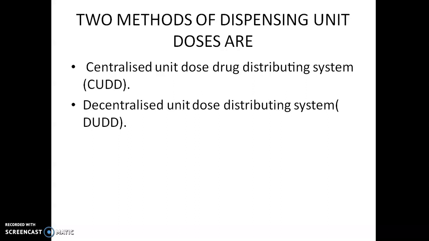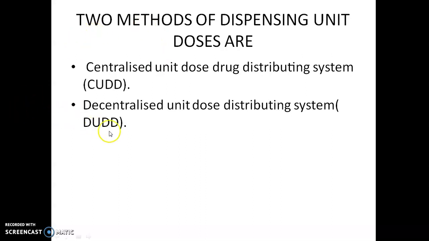The centralized unit dose drug distribution system is also known as satellite pharmacy. So one pharmacy is the main pharmacy, and it provides the medicine or drug according to the prescription to the pharmacists present at the different floors or different wards.